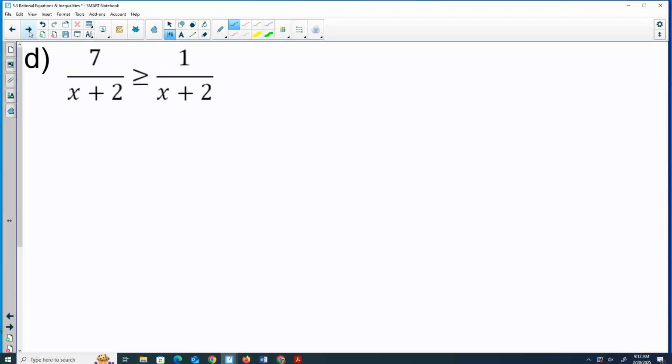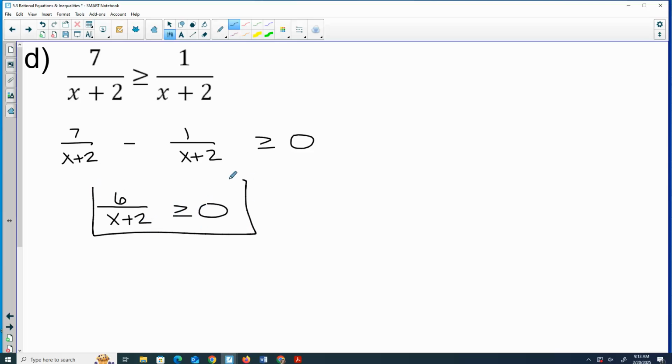Well, let's keep doing them. This one's a little bit different. Let's take a look at it. So we know the first thing we have to do is get 0 on one side. In order to do that, we have to subtract this fraction over. These already have a common denominator, so can't I just put them together? 7 minus 1 is 6. 6 over x plus 2 is greater than or equal to 0. That's the fraction I'm going to be using.